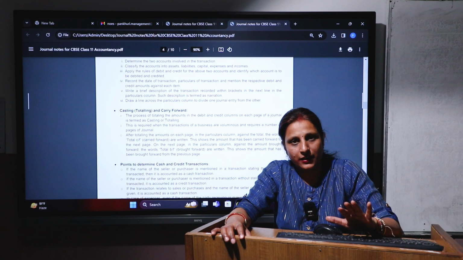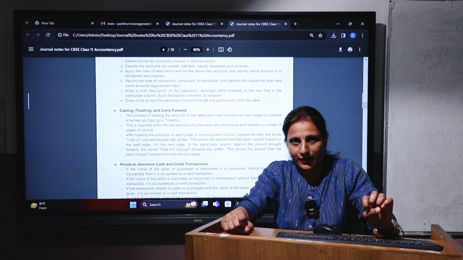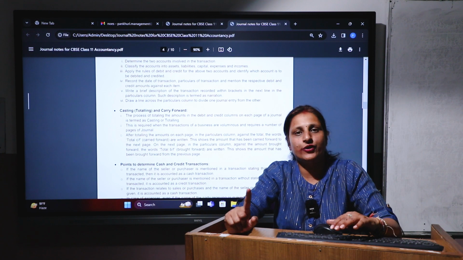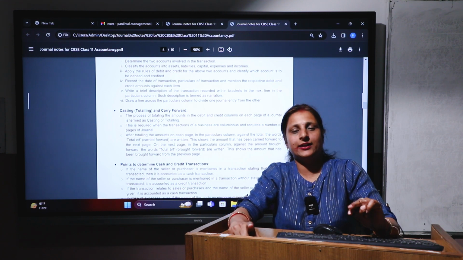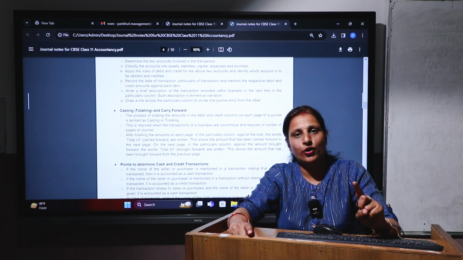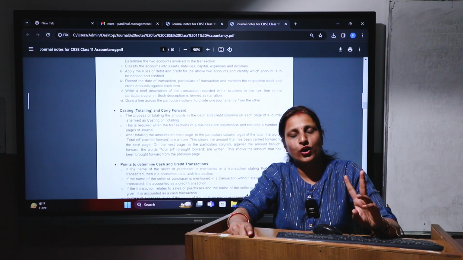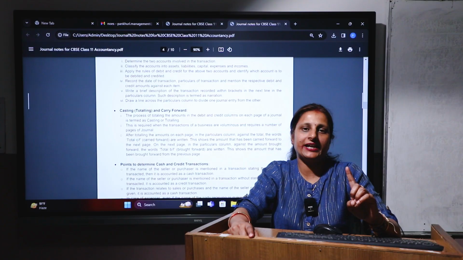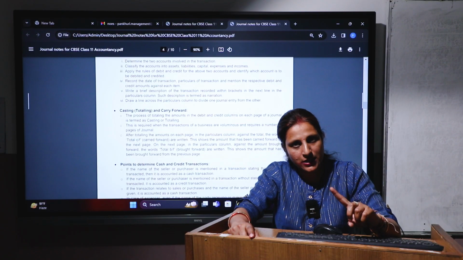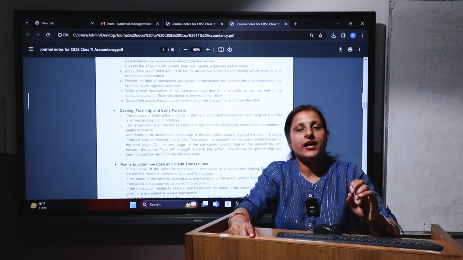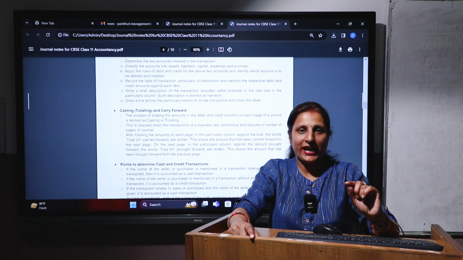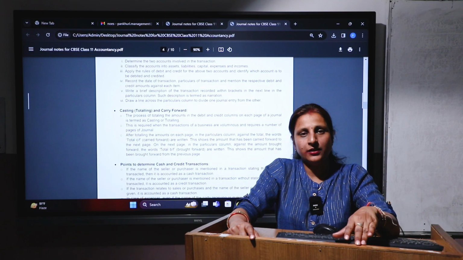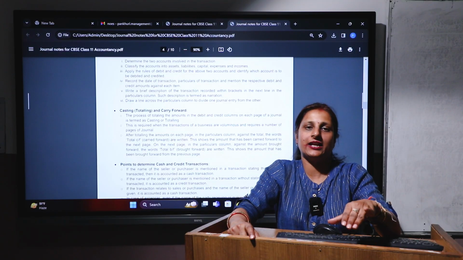I think it has become clear that the format of the journal entry contains 5 columns. The first column is the date column, the second is particulars, the third is ledger folio, the fourth is debit and the fifth is credit. In the date column we enter the date, in the particulars column we enter the entry, and in the ledger folio column we enter the number at which this entry has been posted in the ledger.